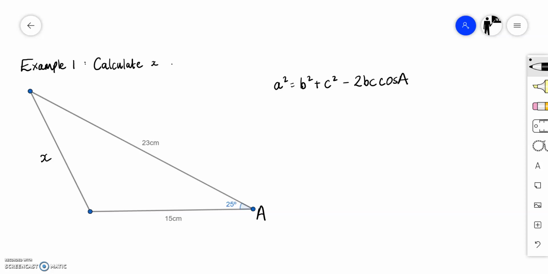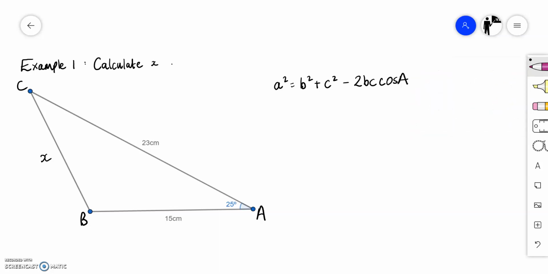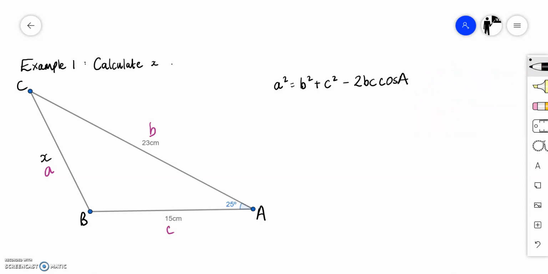B and C don't really matter. I'll call this bit B, call this bit C. It doesn't matter how you label it. But importantly, where the angle is, that's where I would usually put my capital A. And just as before, we're going to label the sides opposite the angles. So opposite angle 25, we'll call that side a. 23 is opposite angle B, so that's side b. 15 is opposite angle C, so we're going to call that c. Once we've got that, we can start substituting things into our formula.